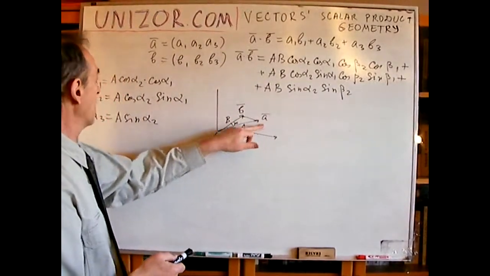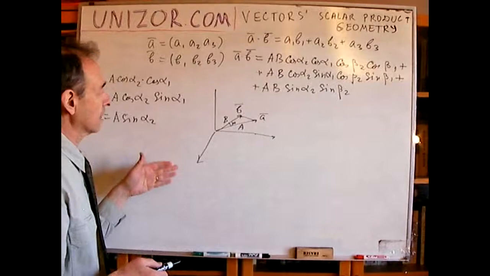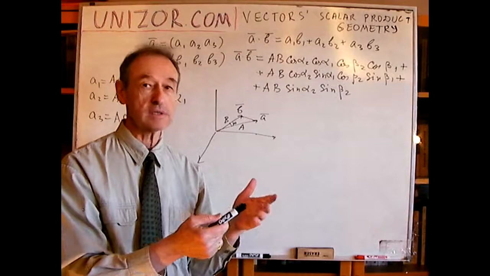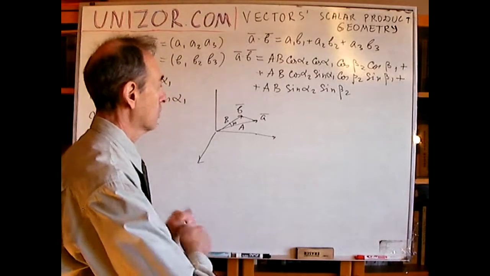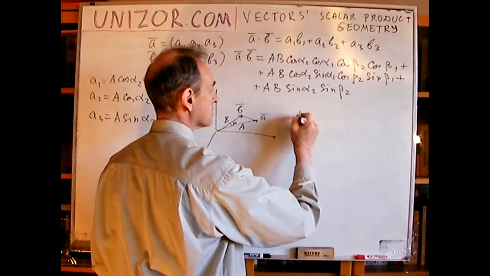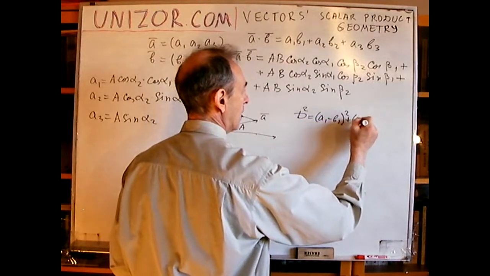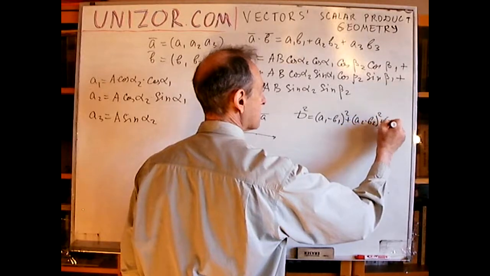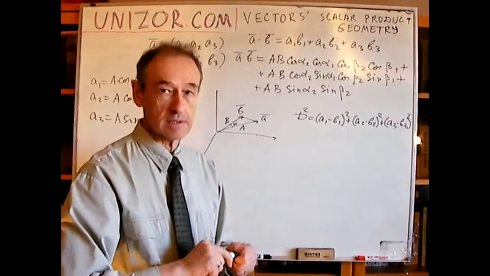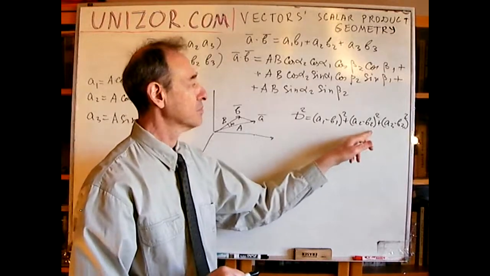I know the coordinates of A, it's these. Coordinates of B are similar with the letter B and angle beta. So I can use just the formula between distance between 2 points, knowing their coordinates. Remember, the formula is the distance square is equal to A1 minus B1 square plus A2 minus B2 square plus A3 minus B3 square. Right? That's the formula for distance in Euclidean space between points A1, A2, A3 and B1, B2, B3.